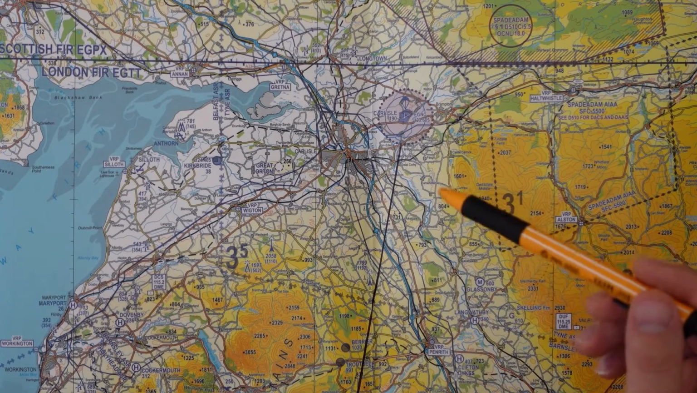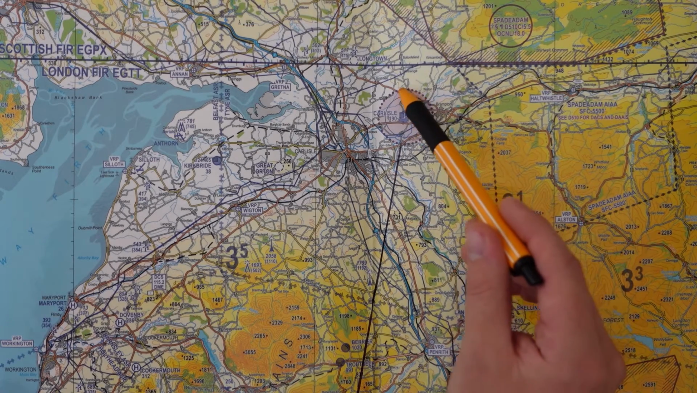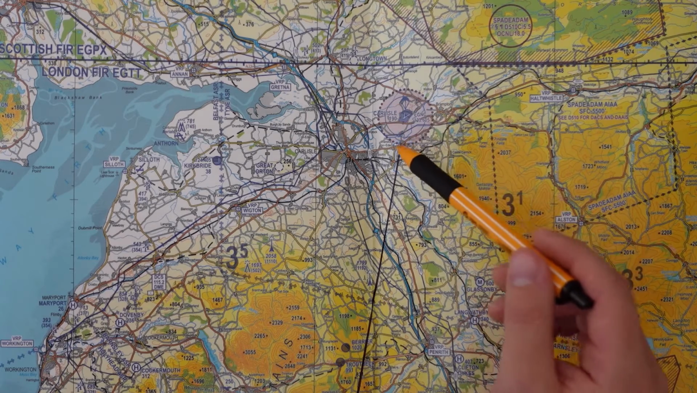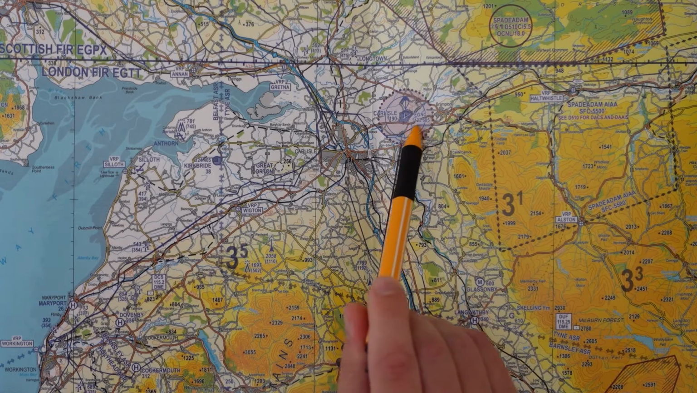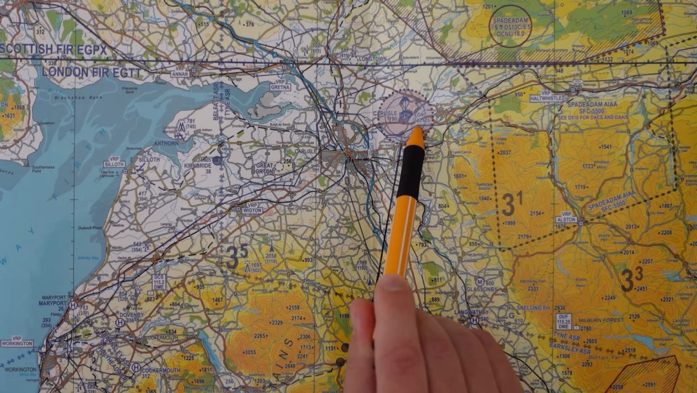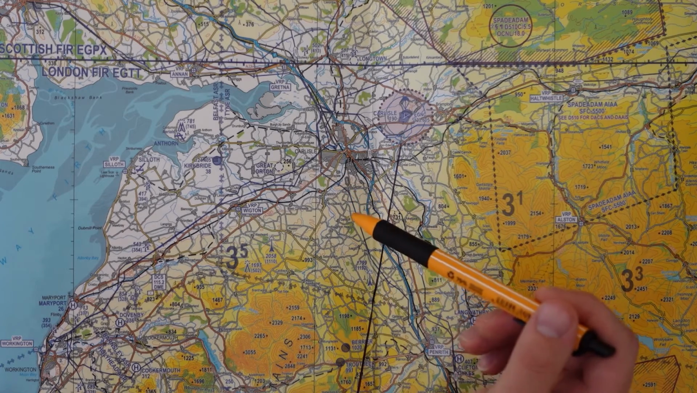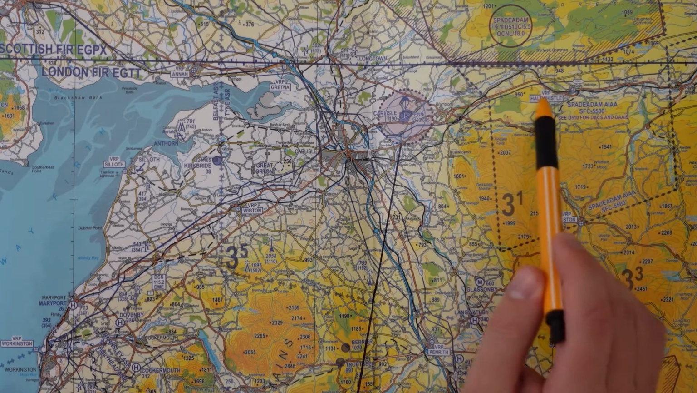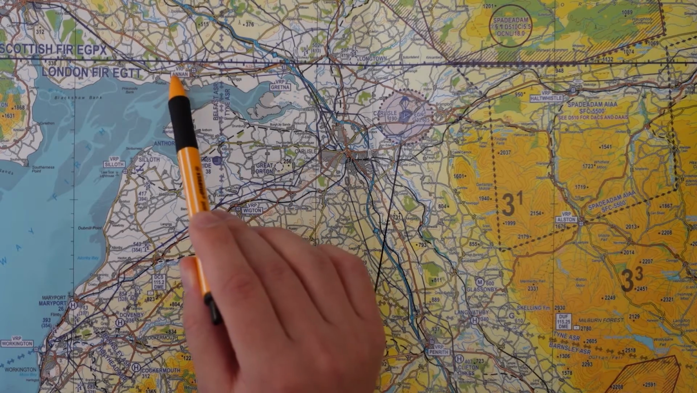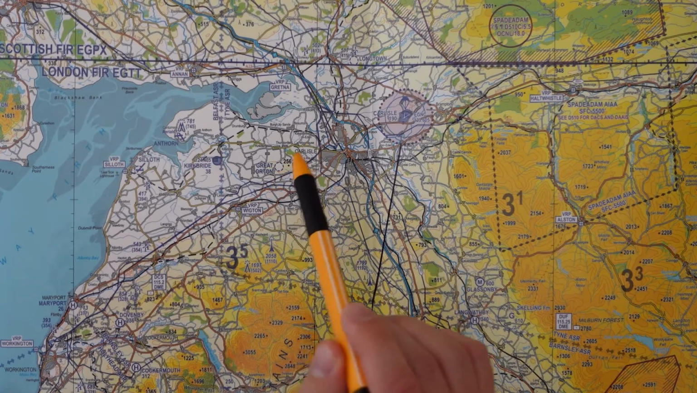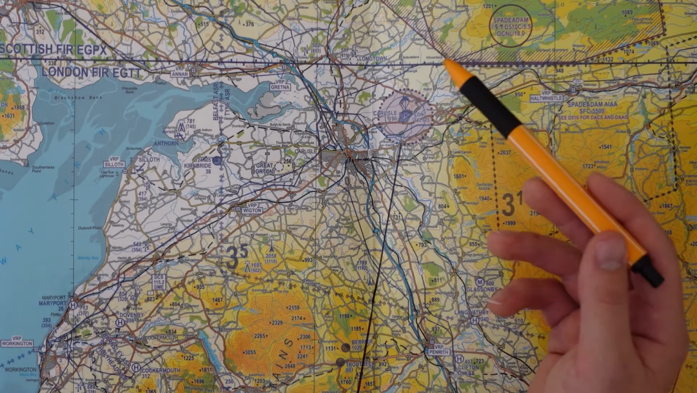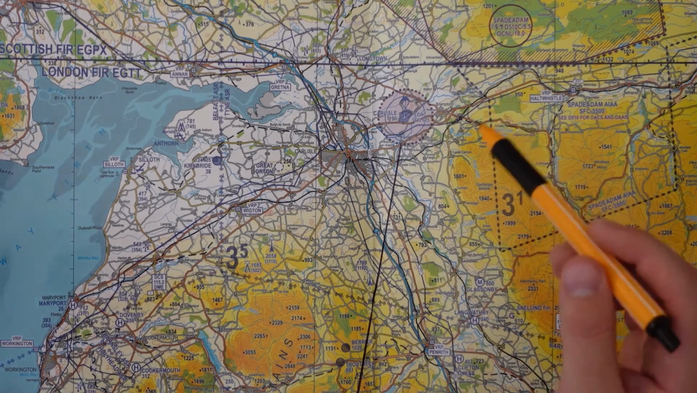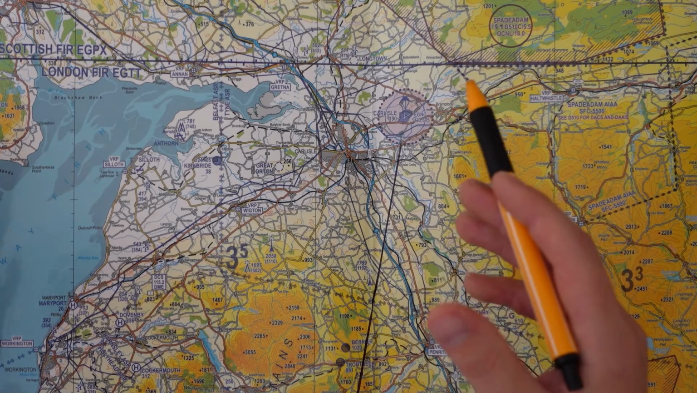If we look back at the chart, we can also see that it has a little red circle around it. Then when we look at the key, we can see that this is an ATZ with the frequency we need written there, 123.605. We can also see various visual reporting points, VRPs, around about, which are good recognizable features that the air traffic controllers in the area will know the locations of, and it's a good reference for where we are.